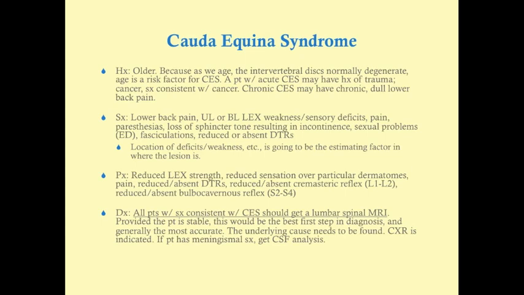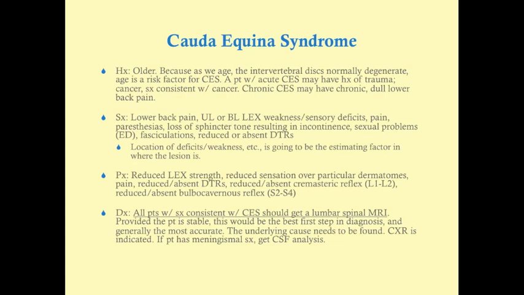Okay, so for diagnosis of Cauda Equina syndrome, all patients with symptoms consistent with Cauda Equina syndrome, meaning the weakness, the pain, or the sensory deficit, should all get a lumbar spinal MRI. And this is going to help us diagnose if there's a slipped disc, if there's a tumor, etc. Provided that the patient is stable, not obviously if the patient has a knife wound, this is going to be the best first step in diagnosis, and it's going to generally be the most accurate test. Actually, it'll always be the most accurate test in diagnosing Cauda Equina syndrome.